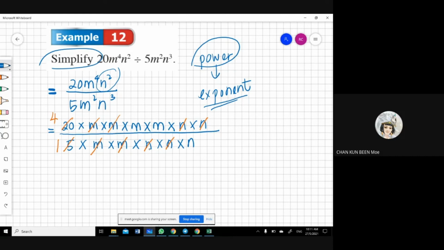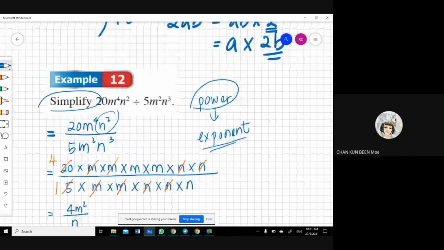So lastly, you just need to count how much is remaining. So it is 4 m. There are 2 m. It is 4 m squared over 1 times n is 1 n. So we just write down n. So that's the answer. It's done already. Do you have question? No. No, you understand? Okay, very simple, right?